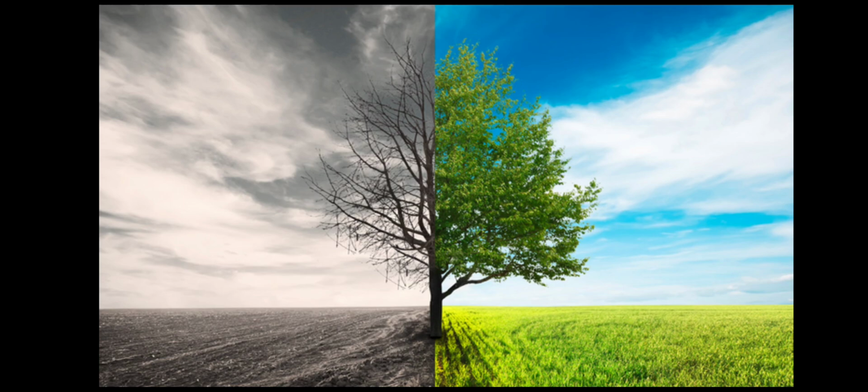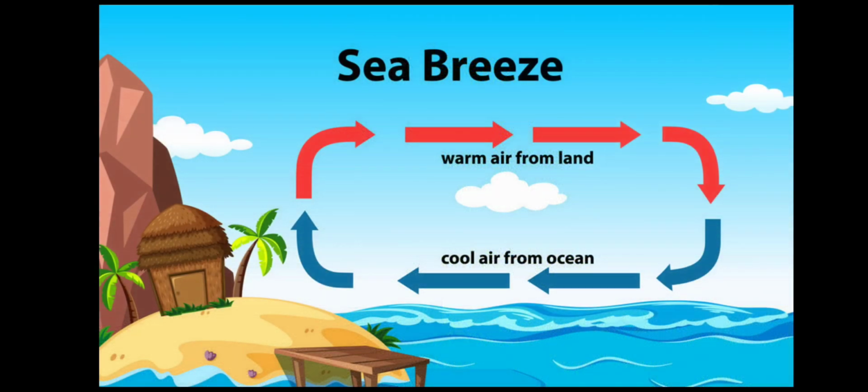The climate of the coastal region is always affected by the sea. This is because of land and sea breezes. In the daytime, the sun heats both the land and the sea. Land heats up more quickly than water. Hence, it is hotter than the sea.